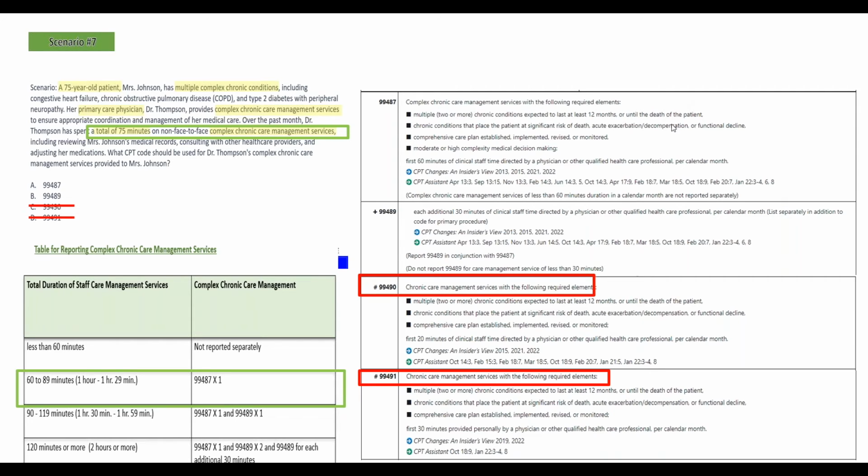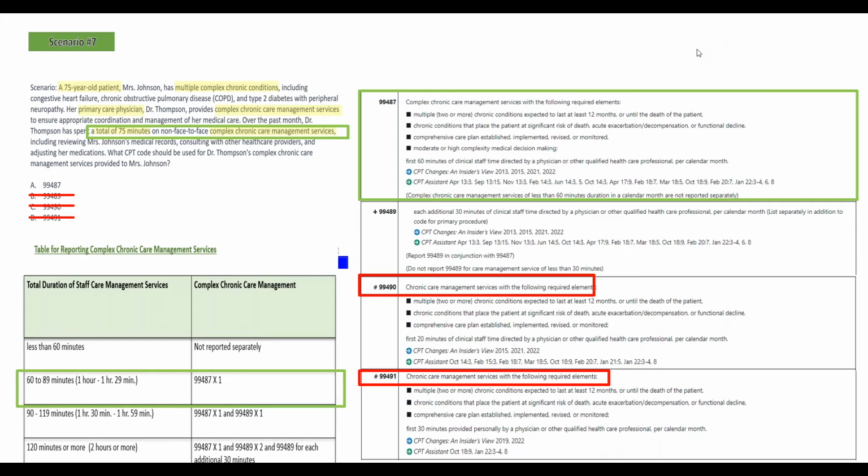Yes, that's why I say the table is better. If you see a time-based service, go and confirm in the table as well, because there might be any hidden guidelines. So the table will guide you properly to the correct answer. So option B is incorrect in the scenario. The correct answer is option A, 99487.